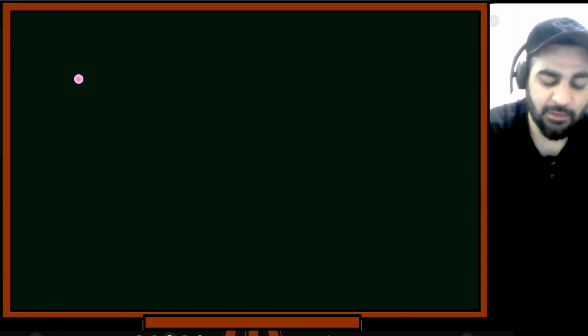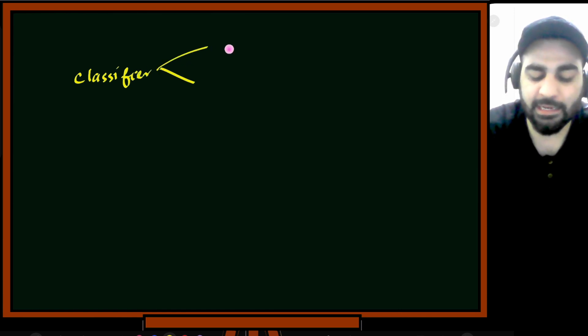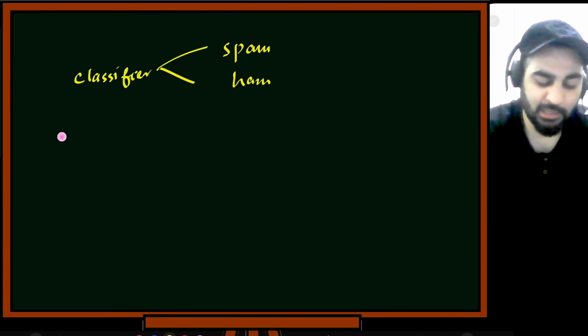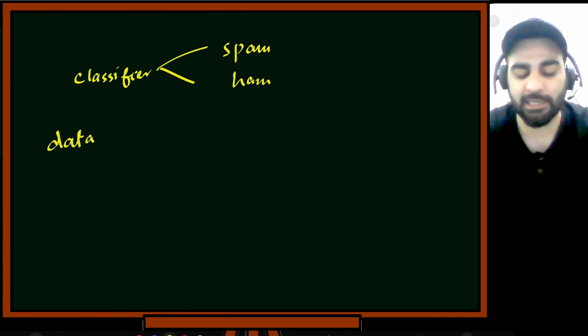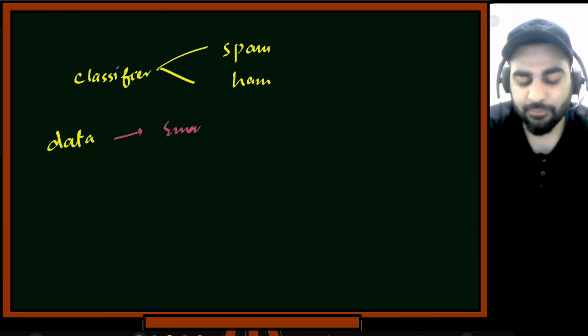Again, getting you back to the picture that we are solving. So we have to make a classifier. We have to detect if an email is spam or ham. This is what I would have to classify. We collected some data and we tried to understand it. The two important fields that we saw were our emails and our labels.